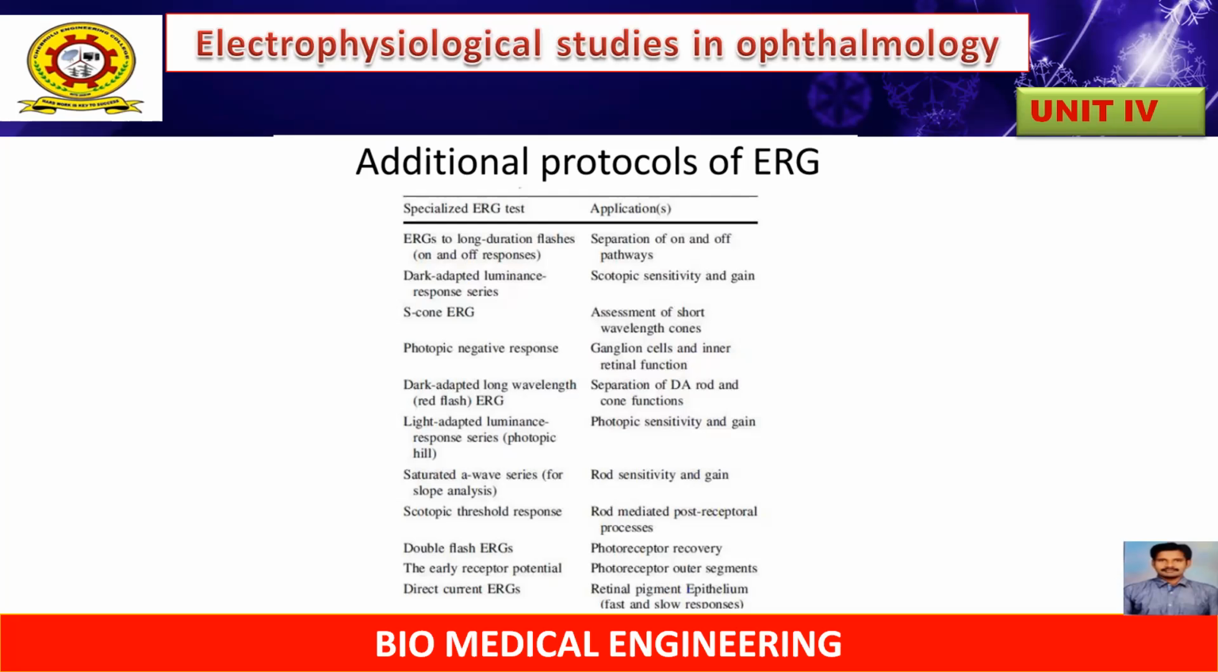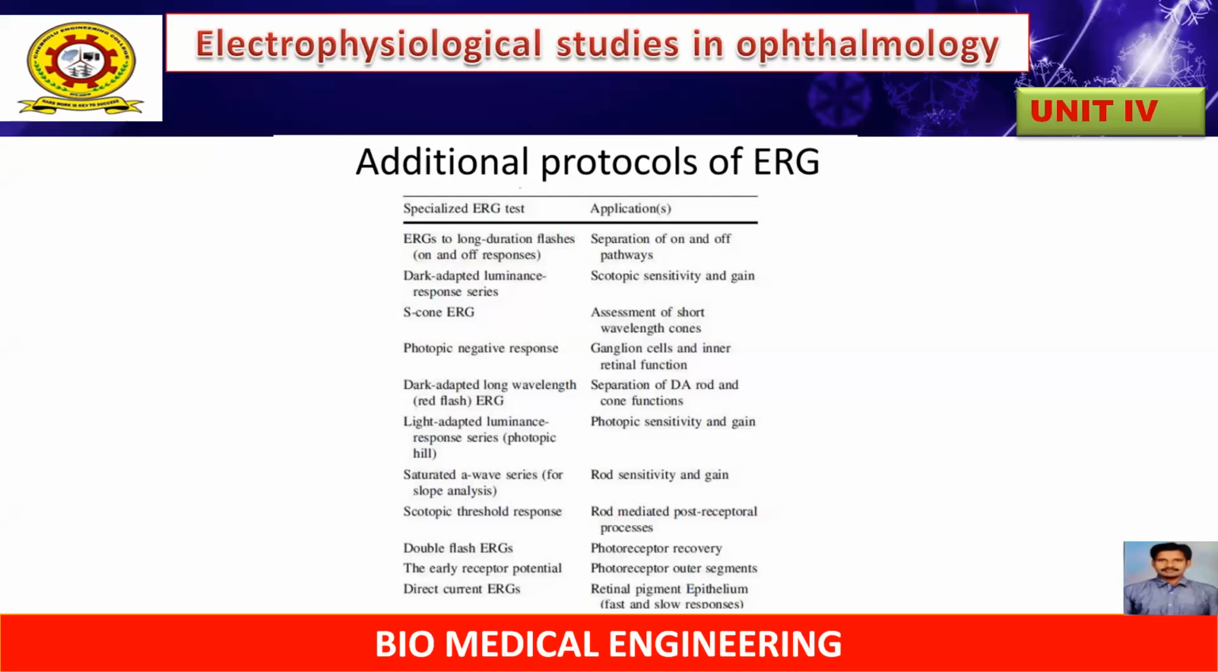So with respect to ERG, what are the several additional protocols which help to drive this ERG? Suppose the first column indicates the significance, the second column indicates the application. What is column 1? ERG to long duration flashes. So what is the meaning of that one? Separation of on and off pathway. So these are the separation of the on and off pathway.